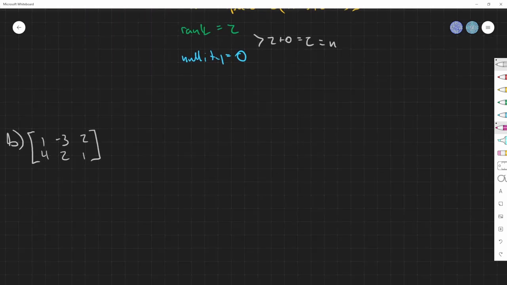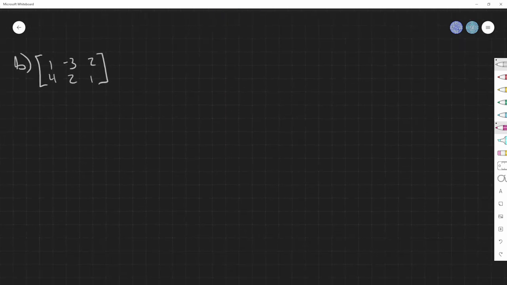For the next one, we have this time a 2x3 matrix. And we're going to put this in row reduced echelon form. So let's get to it. What can we do? We got a leading one, hopefully, here. So we could just cancel out this 4. We'll have the top remaining the same, and the bottom is multiplied by -4. So it'll be -3 times -4 is 12, plus 2 is 14. Then 2 times -4 is -8, plus 1 is -7.